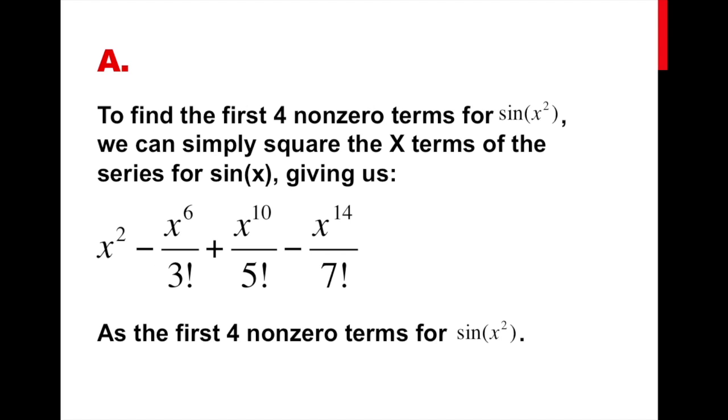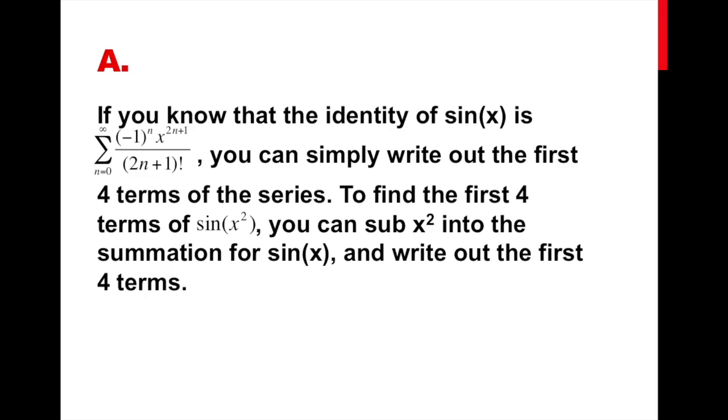To find the first four non-zero terms for sine of x squared, we can simply square the x terms of the series for sine of x. This gives us x squared minus x to the 6 over 3 factorial plus x to the 10 over 5 factorial minus x to the 14 over 7 factorial as the first four non-zero terms for sine of x squared.